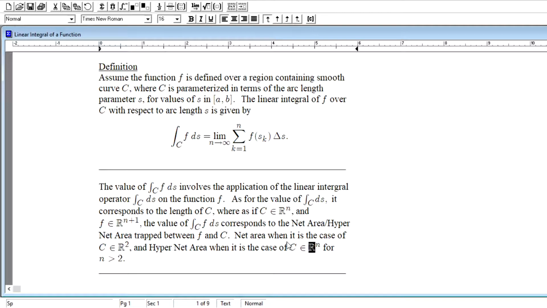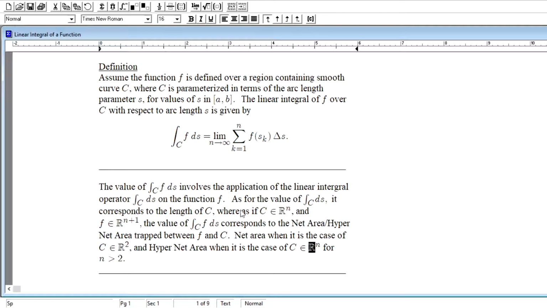If our curve C was to exist in three-dimensional space, or our curve C was to exist in four-dimensional space and be a hypercurve, or even higher dimensional space, then the function f will exist in a space bigger than that dimension, also in its hyperspace. Where the net area calculation we're going to be calculating is going to be a description in hyperspace that becomes known as a hypernet area.